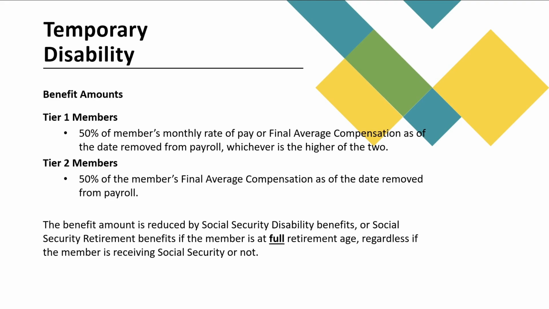The temporary disability amounts. For Tier 1 members, it is 50% of the member's monthly rate of pay or final average compensation as of the date they were removed from payroll, whichever is higher. For Tier 2 folks, it's 50% of the member's final average compensation as of the date removed from payroll. The benefit amount is reduced by Social Security disability benefits or Social Security retirement benefits if the member is at full retirement age, regardless if the member is receiving Social Security or not.